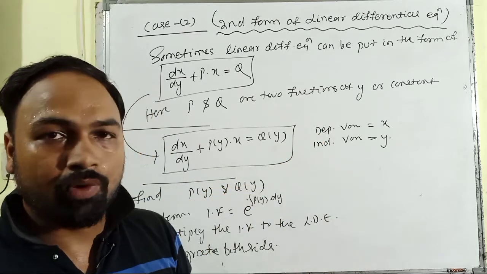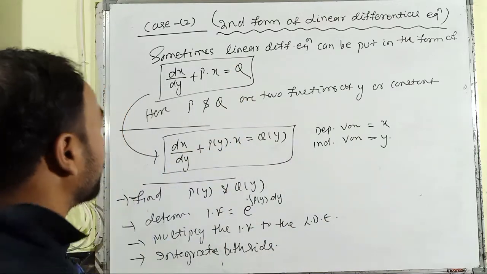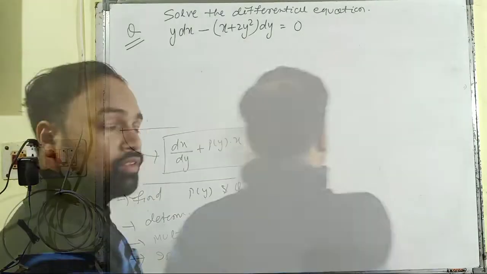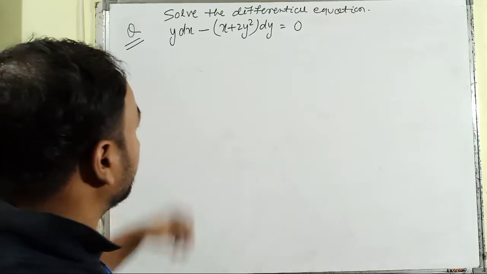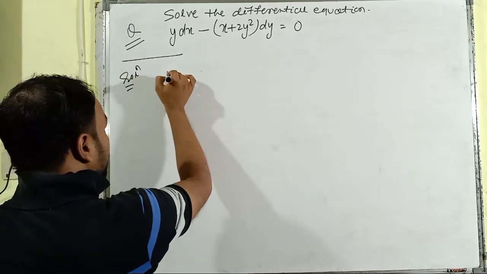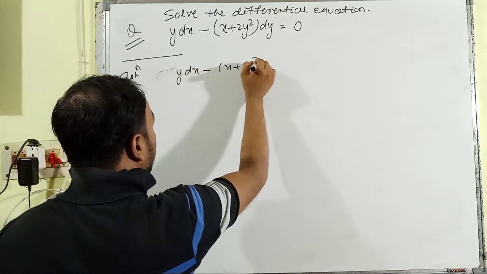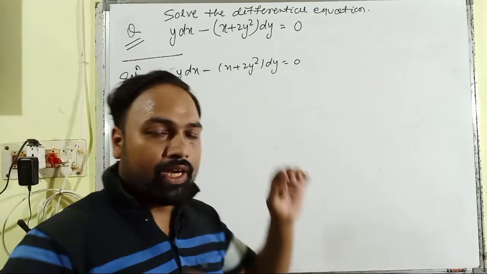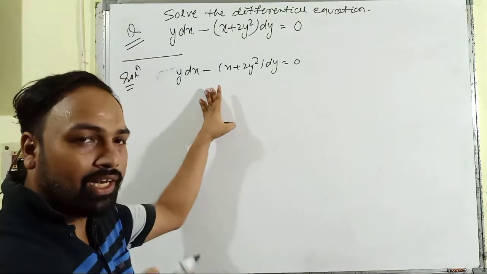So let us go through one problem so that the second form of the linear differential equation will be very clear to your mind. Here is a problem based upon the second form of the linear differential equation. First of all, let us go through the given conditions. The given differential equation is y dx minus (x plus 2y square) dy is equal to 0. We cannot put this equation into the first form of a linear differential equation, so let us go through the procedure of the second form.